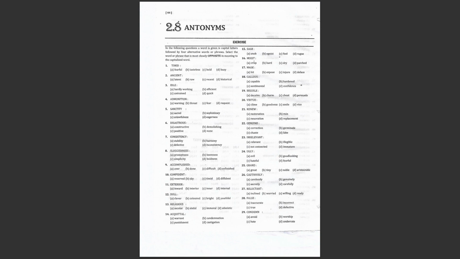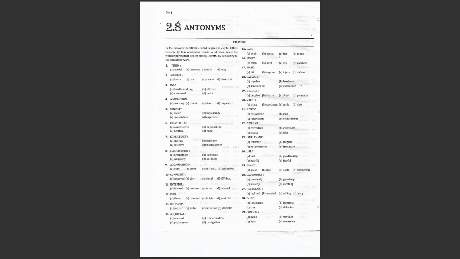Next word is dull. Dull is someone who is low, who is not very bright. That is someone who is dull. So the correct antonym of dull is bright. Someone who is very bright, who is very smart, is the opposite of dull.